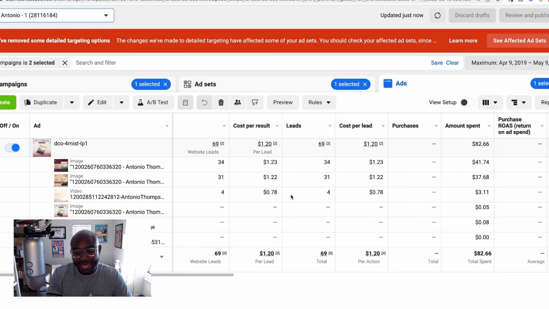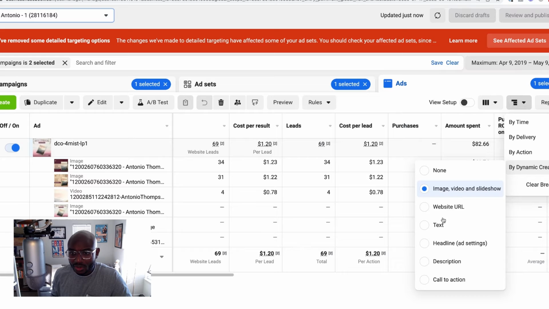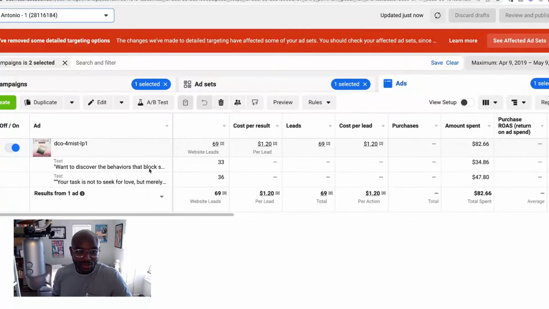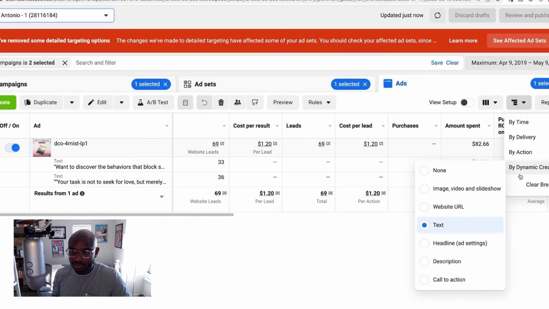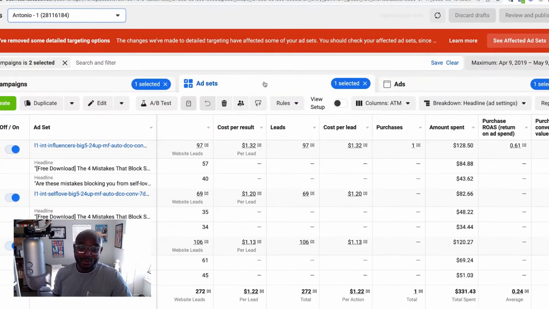I could also look at which text is giving me results, because we're varying text here. I've got 2 different text variations here. One is 33 leads, and one is 36 leads. I can also look at headlines, I think, as well. Very different headlines here. So 35 and 34. I'm not going to change anything here because it's all within my KPI. But if I had a campaign that was not within my KPI, I would make some adjustments here.